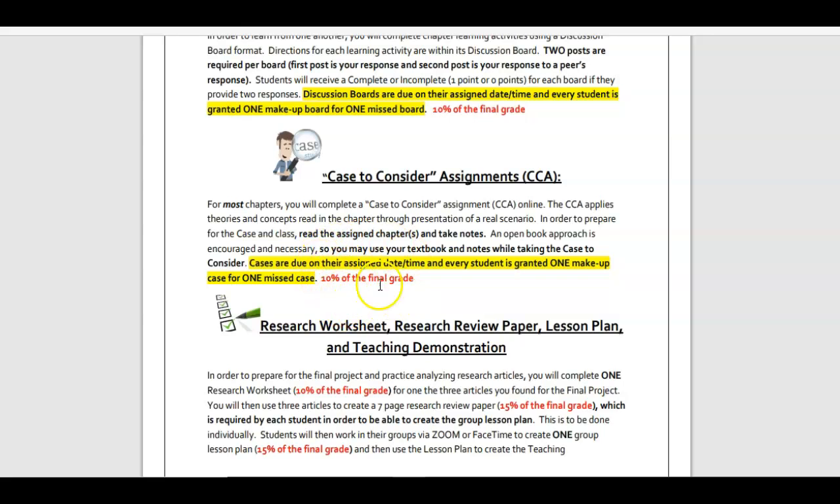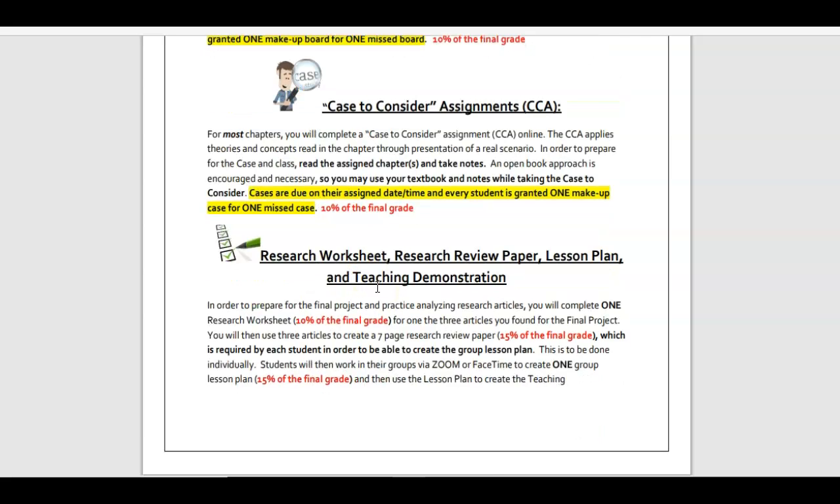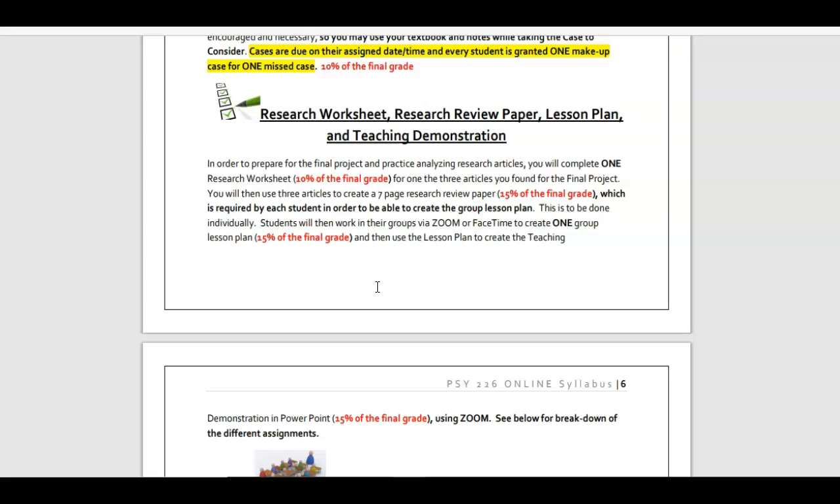Okay, and these are worth 10% of the final grade. All right, now let's talk about the major project in this class. And the major project has several parts to it, as you can see in front of you.